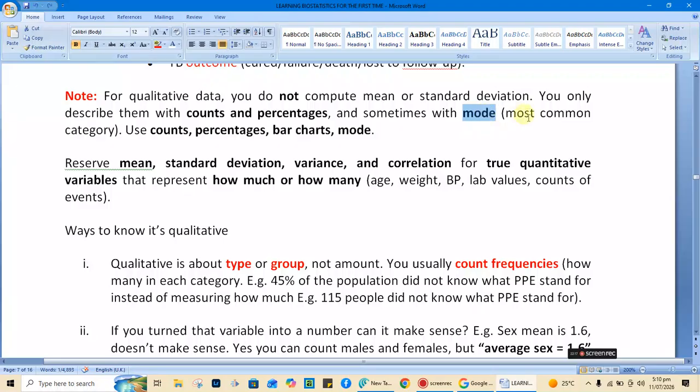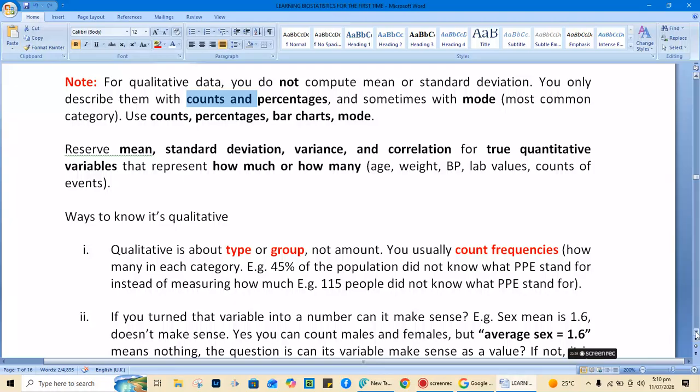That is going to show you how often something appears in a category. So there are three things here: counts, percentages, and mode. That's the kind of computation that you deal with when you are dealing with qualitative data, because you are just trying to see the quality, how distributed something is. So you do not use the mean, standard deviation, variance, correlation, all of those things. You leave them for quantitative data.